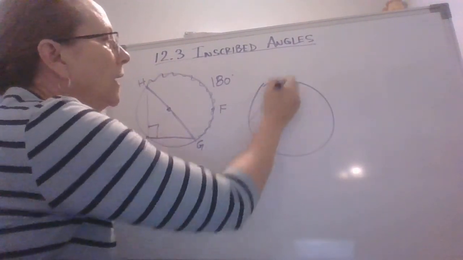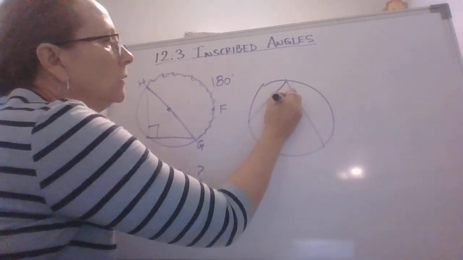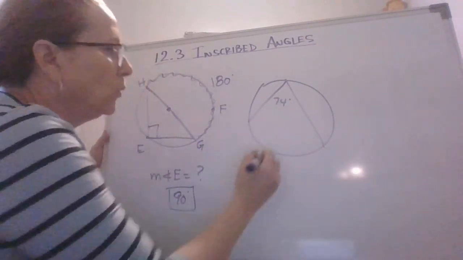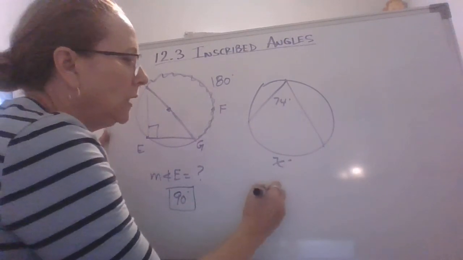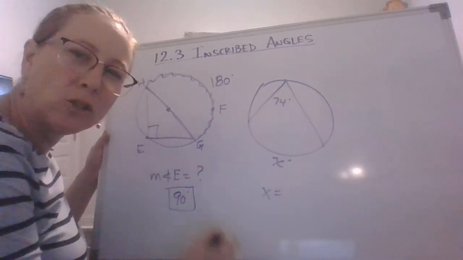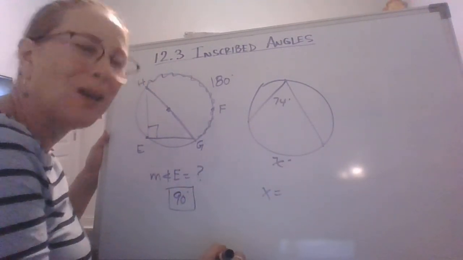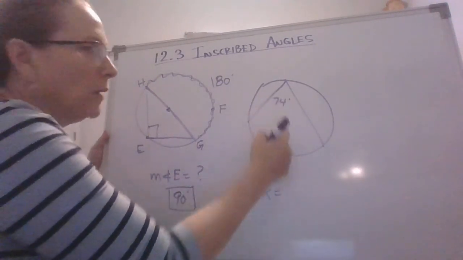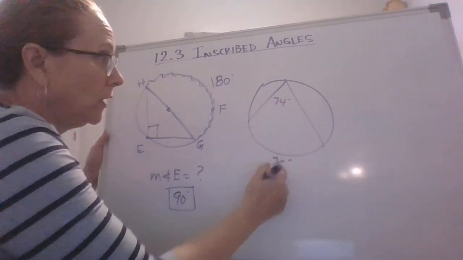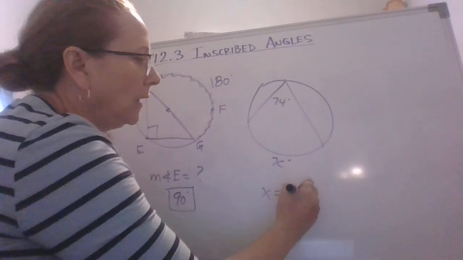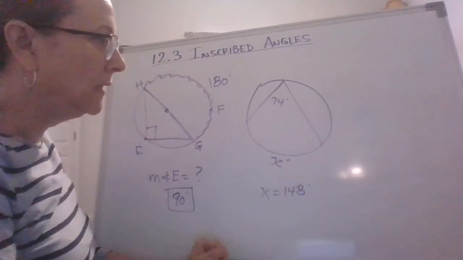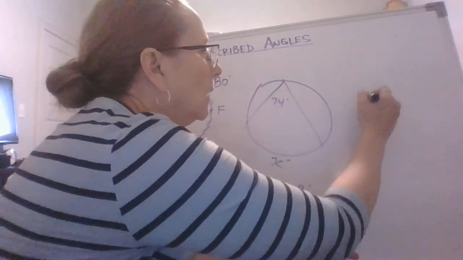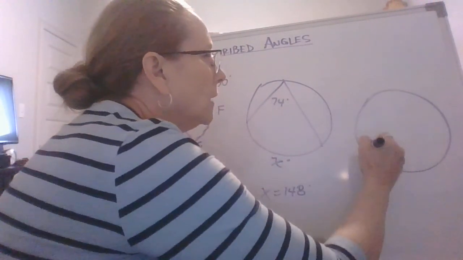What if we have a 74 degree angle and I am looking for the value of X here? X would it be twice as much or half as much? You're right, this is the smaller number. The larger number should be the arc. So 148 degrees.